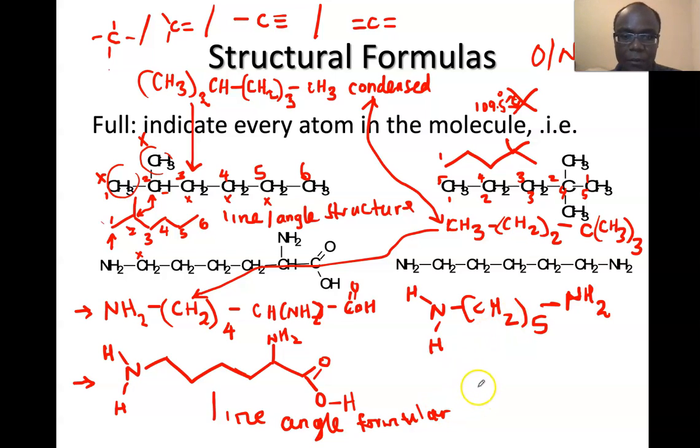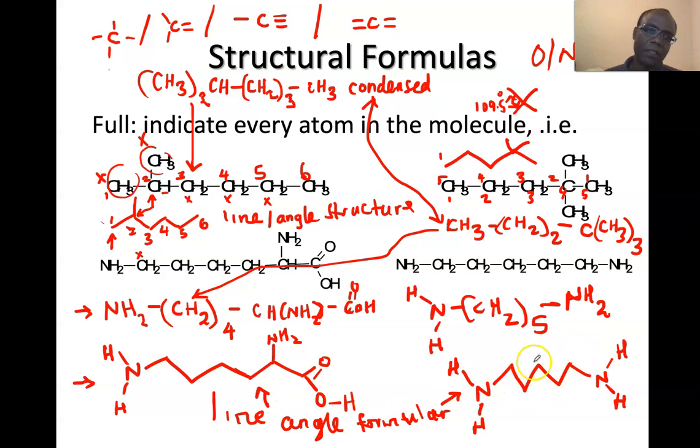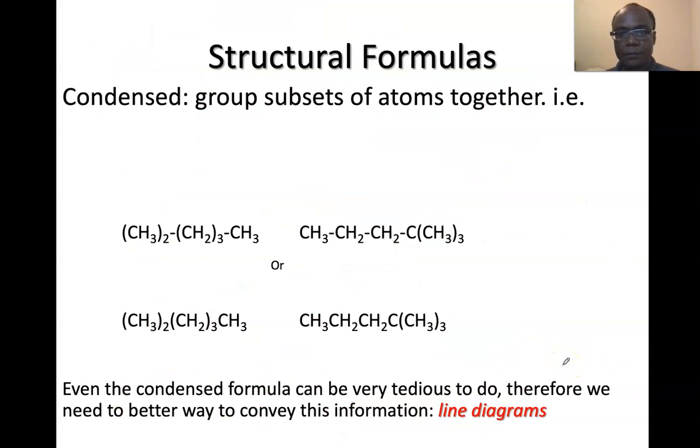But for the line angle formula, I wouldn't show the hydrogens on the carbon, so I'll just repeat and show 5 corners, 1, 2, 3, 4, 5, and finish with NH2 again. So again, the line angle formula is what we prefer in this class or in organic chemistry. 1, 2, 3, 4, 5. The hydrogens are implied. They are there. Each carbon should have 4 bonds, so the hydrogens are there.